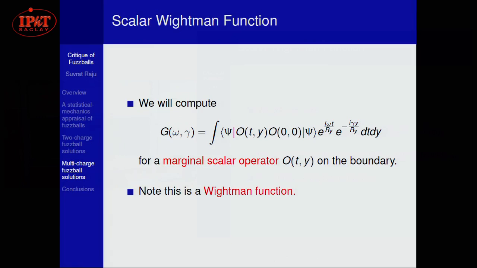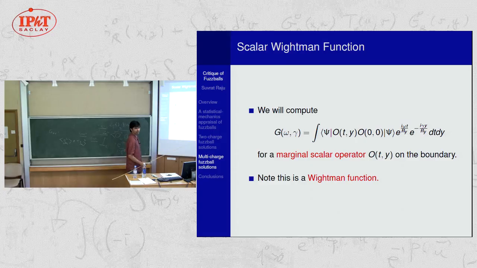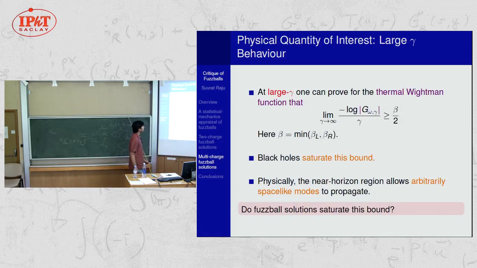What I'm going to compute is a 2-point function of some marginal scalar operator. I'm going to take some marginal scalar operator on the boundary, which corresponds to a massless scalar propagating in AdS. I'm going to compute the 2-point function and the Fourier transform of the 2-point function. This is a Wightman function, so I won't compute a time-ordered product. I'm going to compute really the product of the operators and the Fourier transform, which we can do using standard AdS/CFT techniques. What are the quantities of interest?